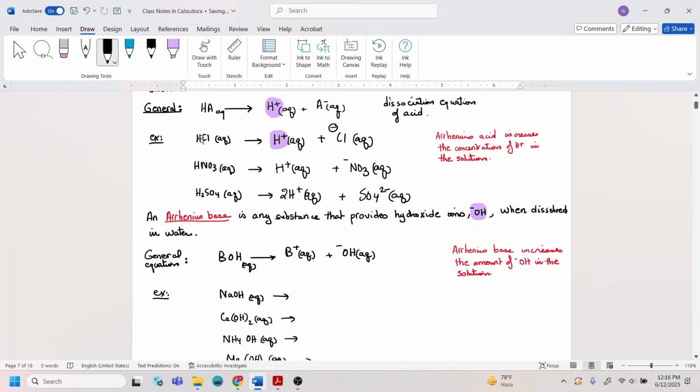All of these acids, we said that they are Arrhenius because they start with a hydrogen and they have an A in there, which is the counter ion that balances the hydrogen.